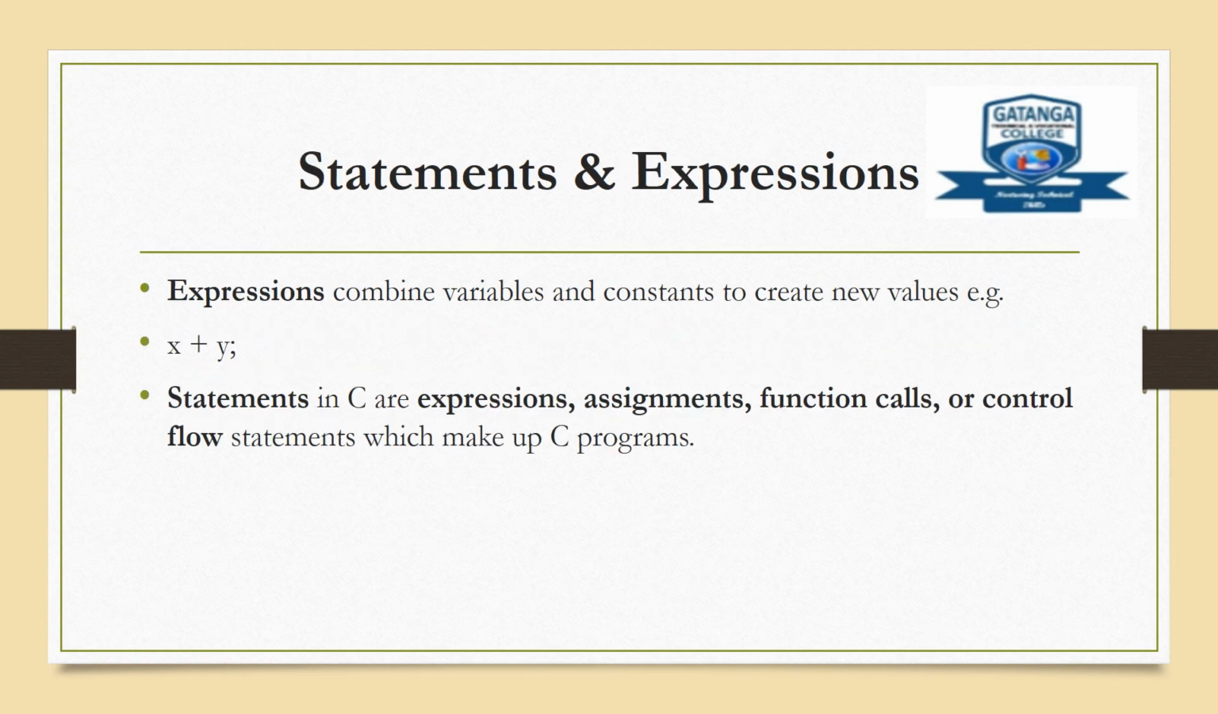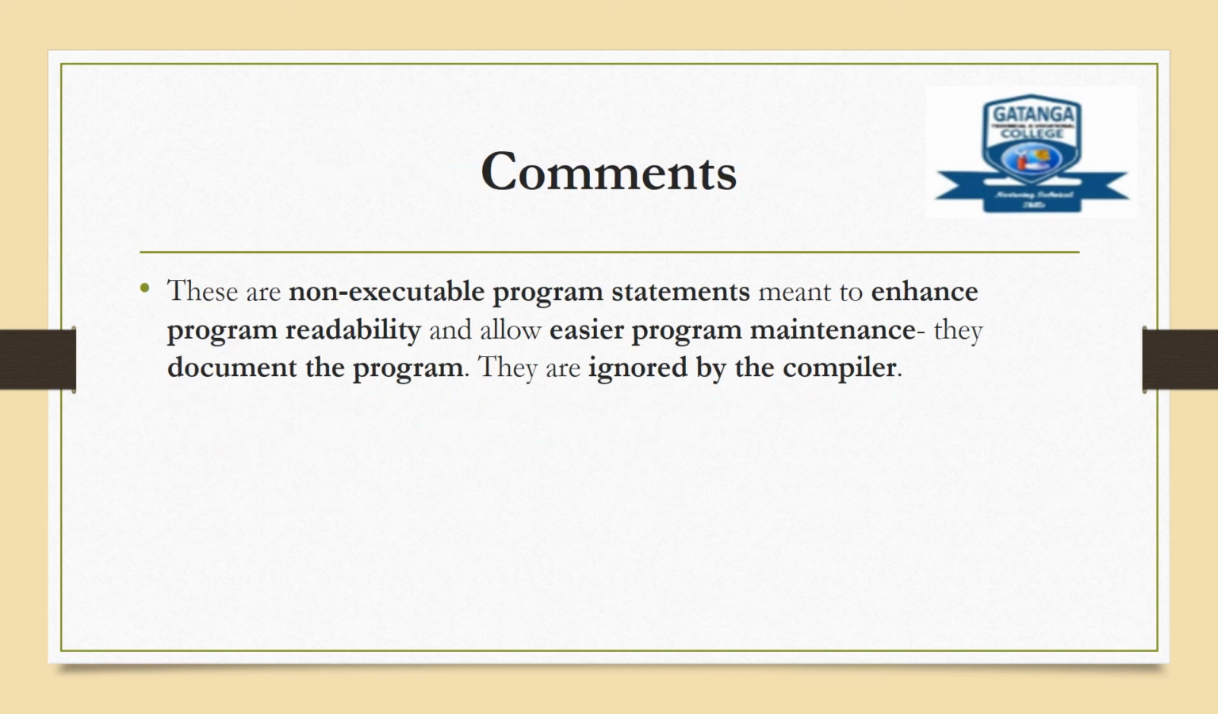The other element is what we call statements and expressions. Expressions combine variables and constants to create new values. For example, when you talk about x plus y, this is an expression. Other examples of expressions can be a plus b, b plus c, something like that. And we normally say that statements in C are expressions, assignments, function calls, or even control flow statements, which make up C programs.